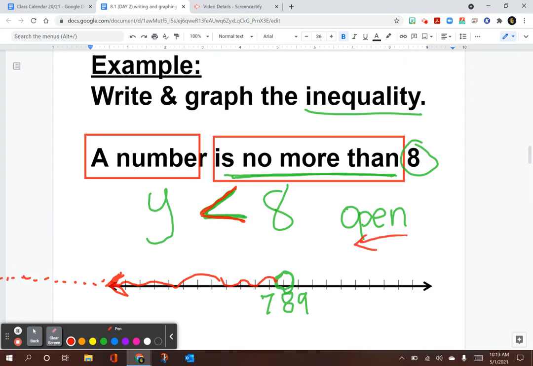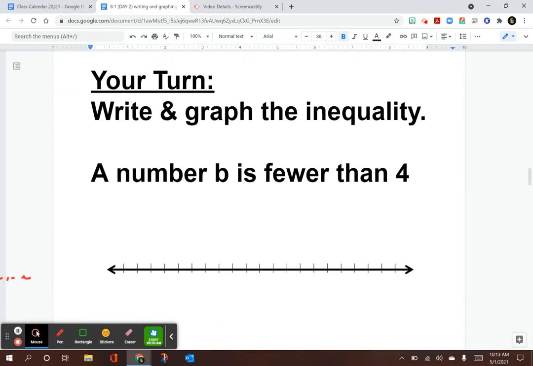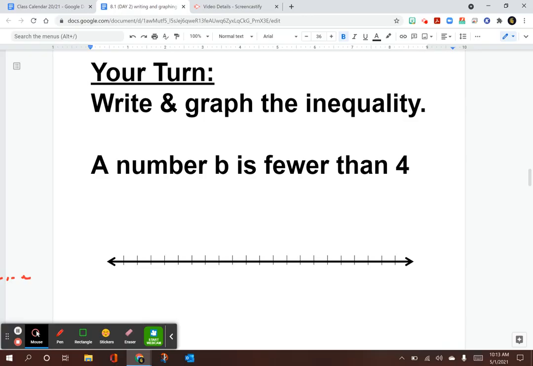I'll give you one to write an inequality and then graph that inequality on your number line. A number B is fewer than 4. We'll pause the video while you work.